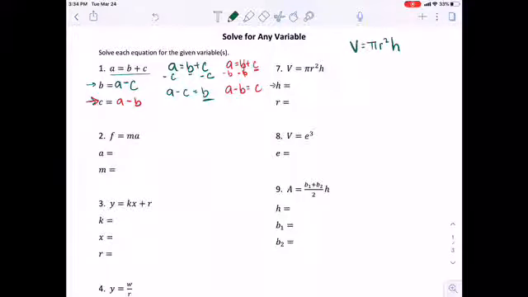So if you look at this pi r squared h, you'll notice that everything here is being multiplied. And we know that to undo multiplication, we use division. So to get the h alone, I'm going to divide by the pi and by the r squared. And if I do that on one side, I can do it on the other side. So that will cause my pi's here to cancel, my r squareds to cancel, and I get that V over pi r squared is equal to h. So that's going to be my h answer. It's just V over pi r squared.